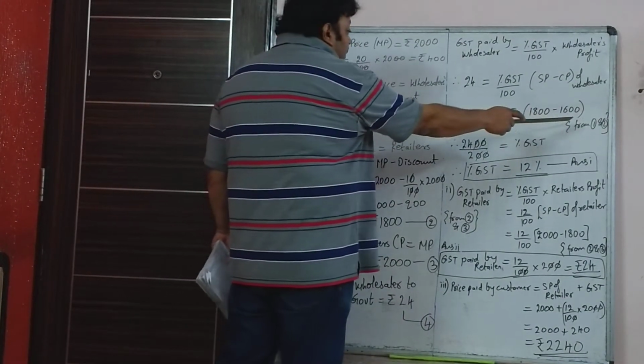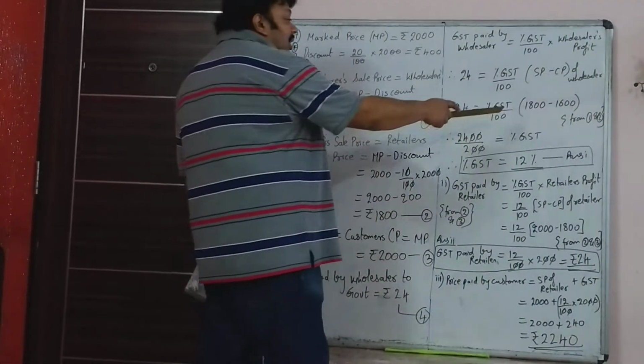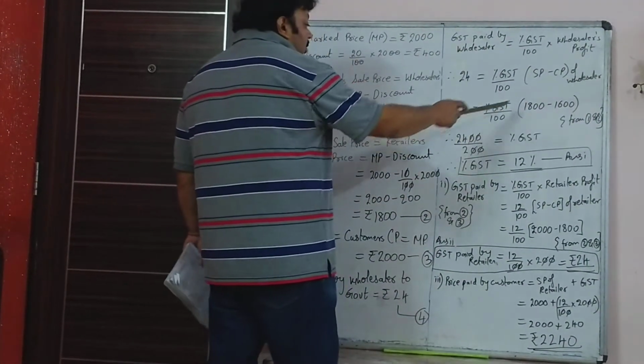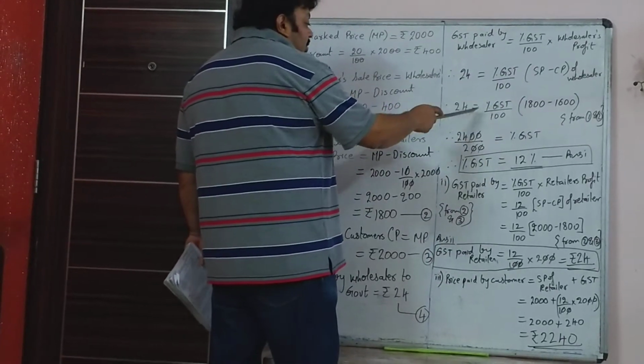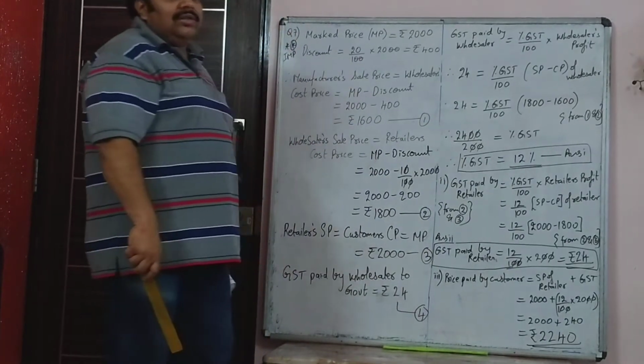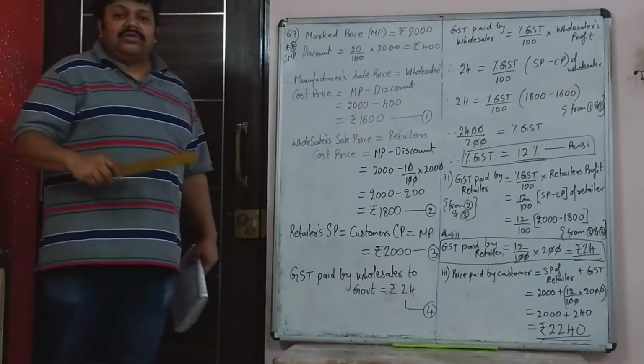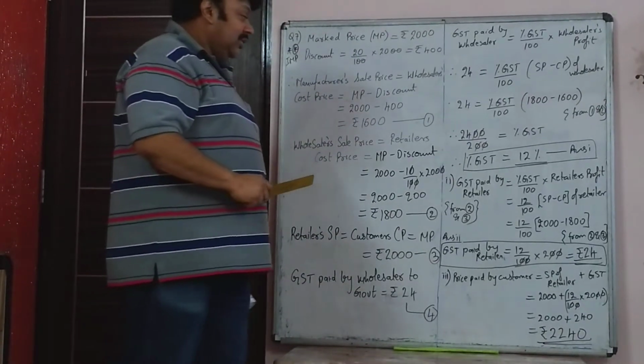The wholesaler's SP is 1800 and the wholesaler's CP is 1600. From where did you get this? From equations 1 and 2. So therefore you get this is 200. So when you cross multiply, 100 goes on top, 2400, 200 comes down. So you will get the GST is 12%. That means that in this whole sum the GST rate is 12%.